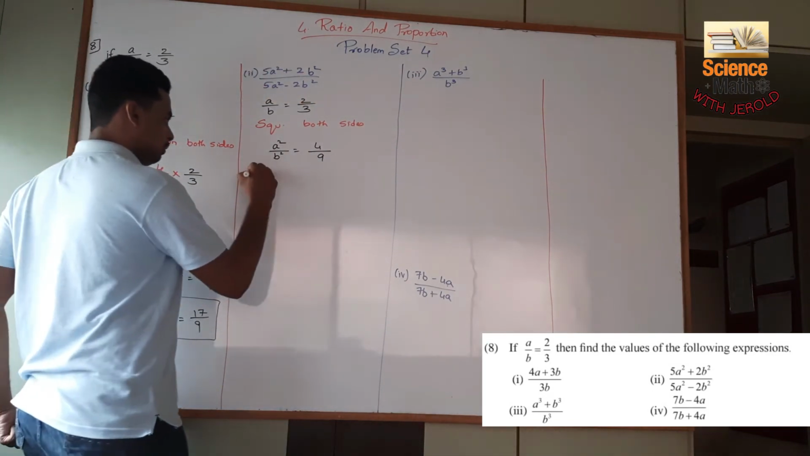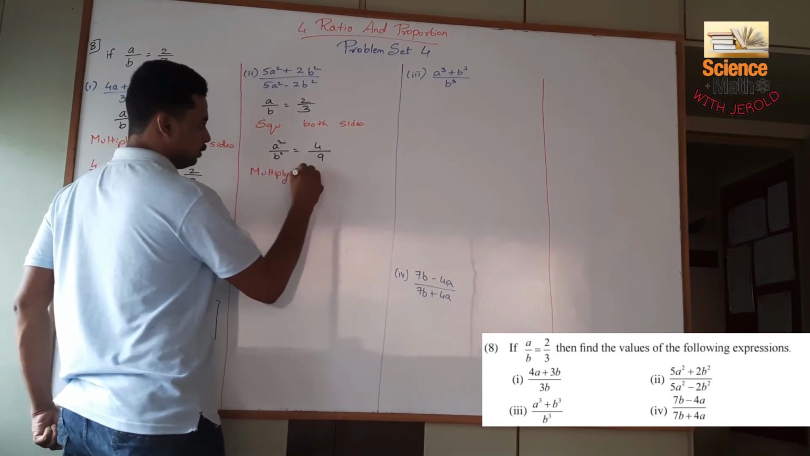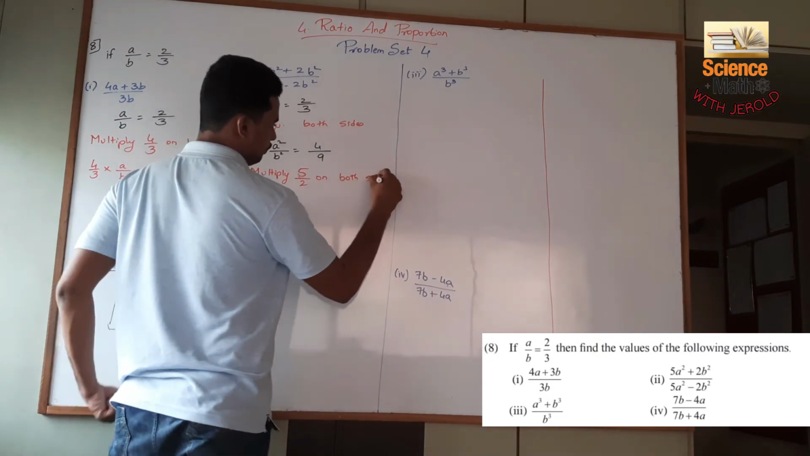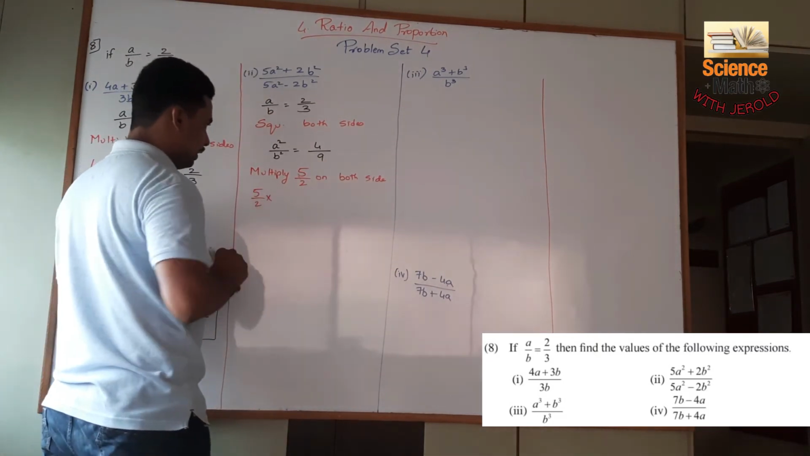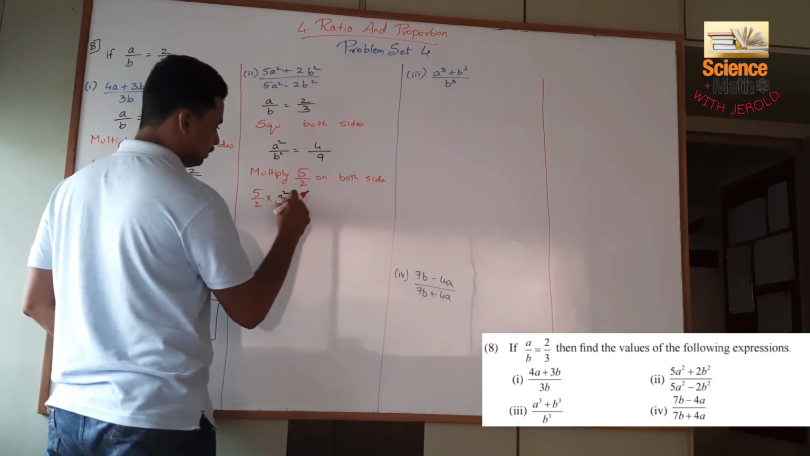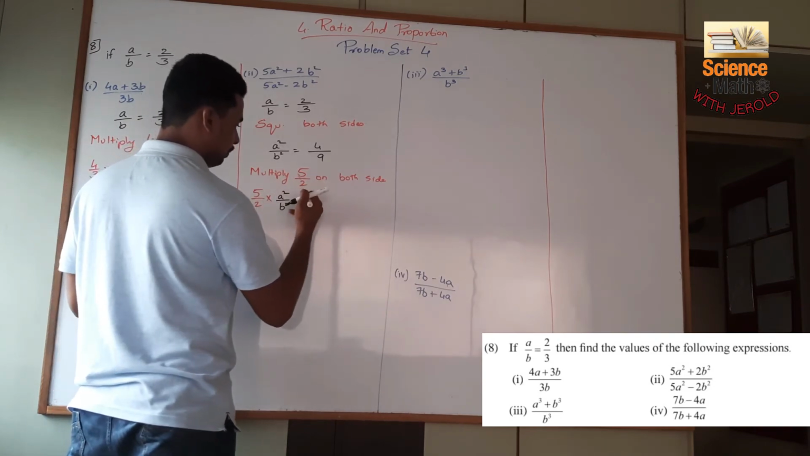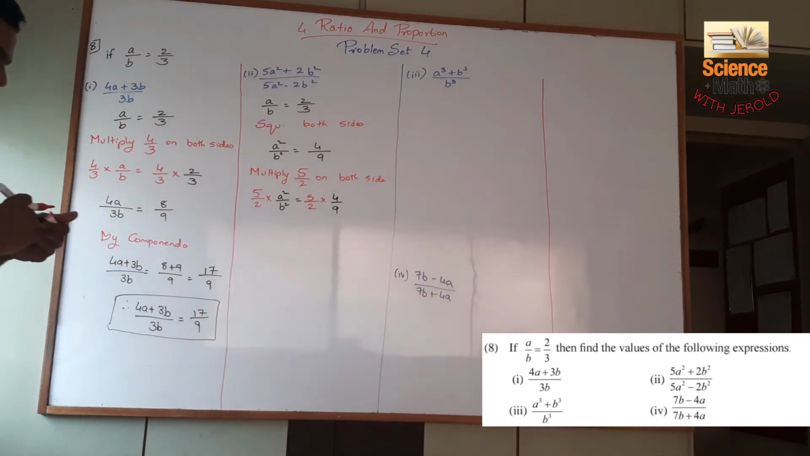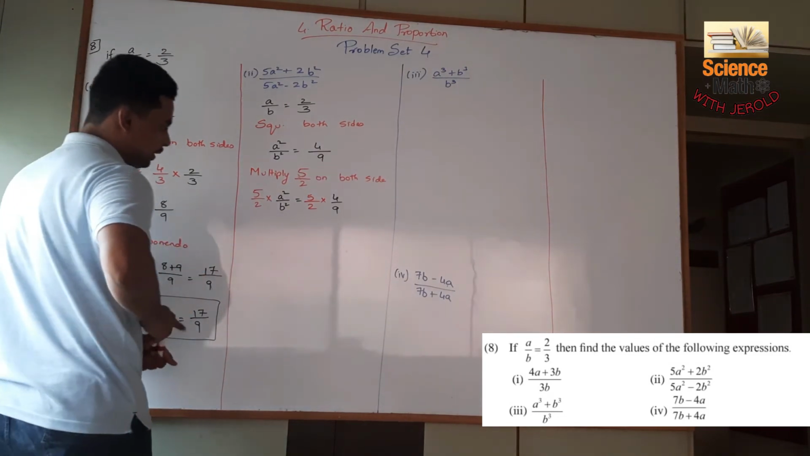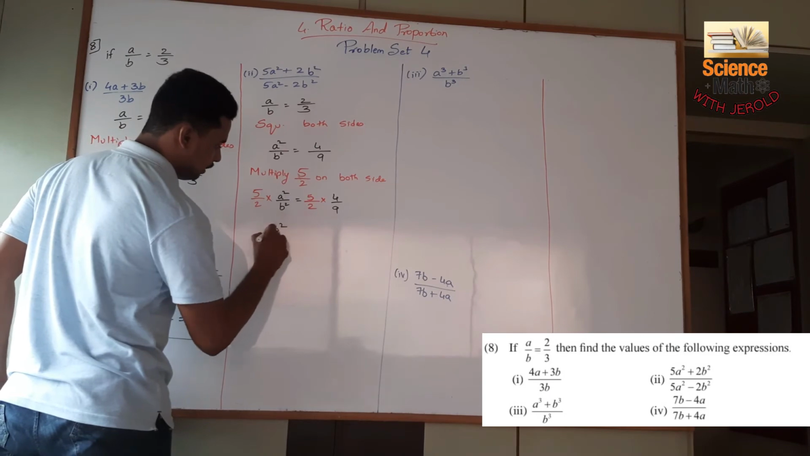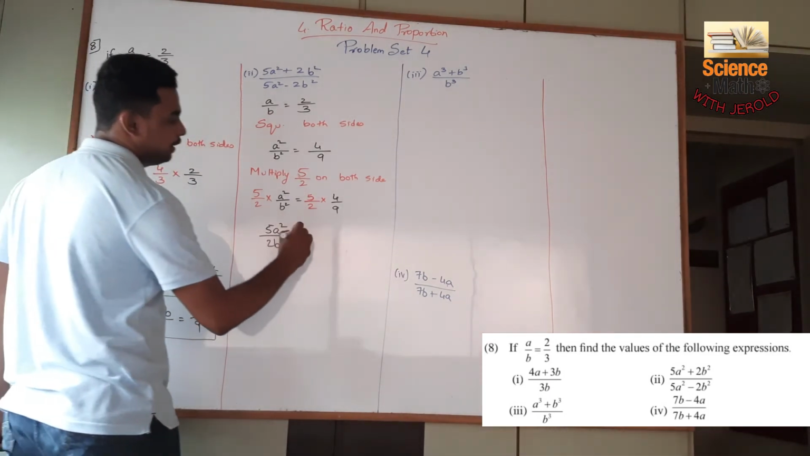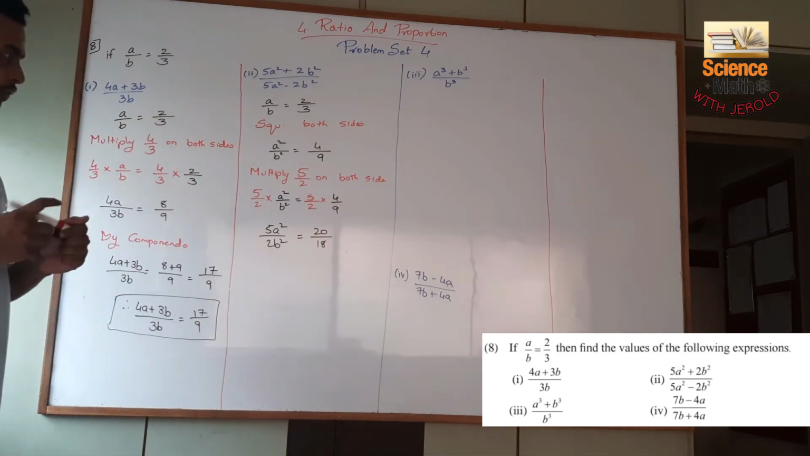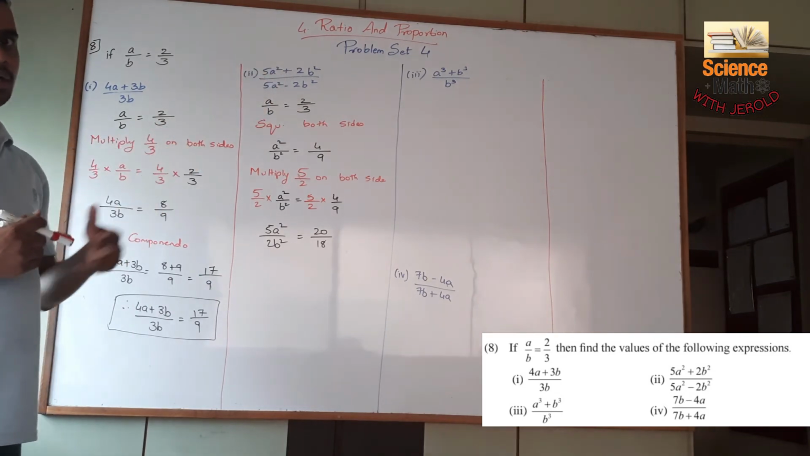Therefore, multiply 5 upon 2 on both sides, which will get me 5 upon 2 multiplied by a squared upon b squared is equal to 5 upon 2 multiplied by 4 upon 9. This is what I have. Therefore, my answer will be 5a squared upon 2b squared equals 5 4s are 20 and 2 9s are 18. This is my new ratio that is formed, and now simple as you can see, it is componendo and dividendo.